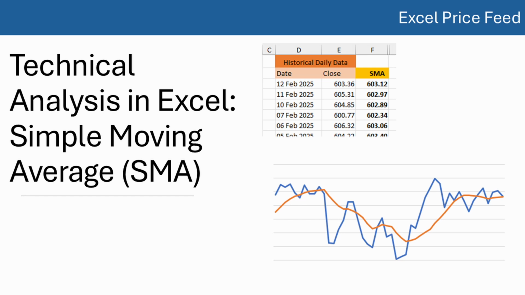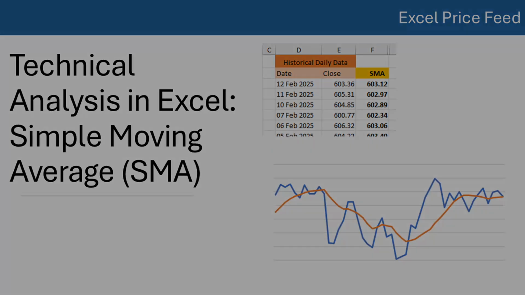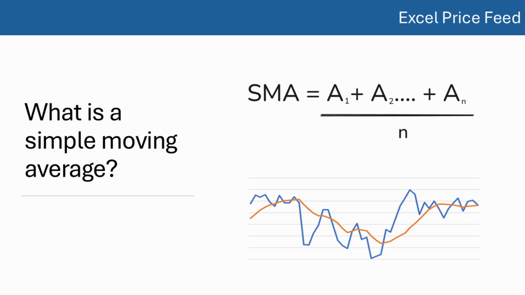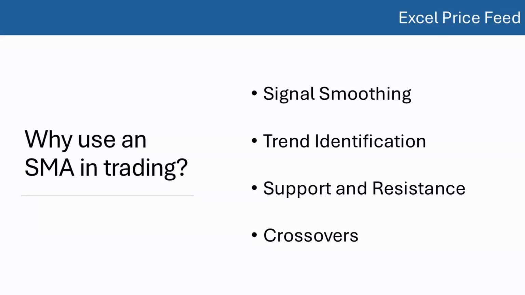This video looks at one of the simplest and most used indicators, the Simple Moving Average. Simple Moving Average is a widely used technical indicator which is used to smooth out price data over a specific period. It is calculated by averaging the price of an asset, such as a stock, over a fixed number of time periods. This indicator smooths out volatility and noise in the market, which gives a clearer picture of trends.